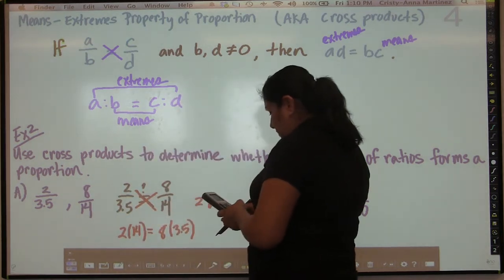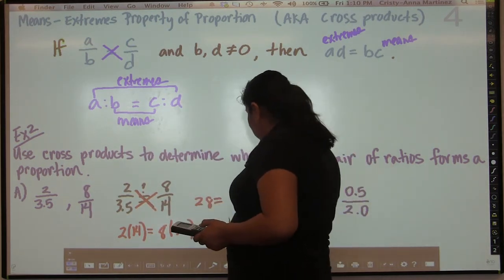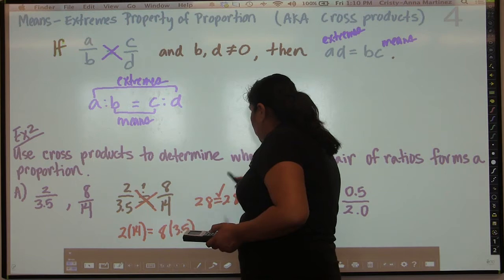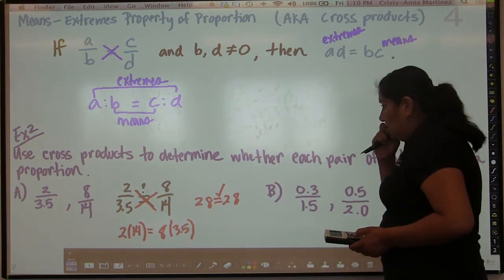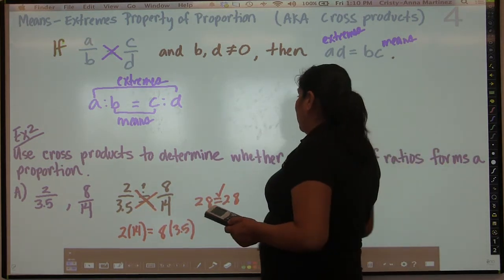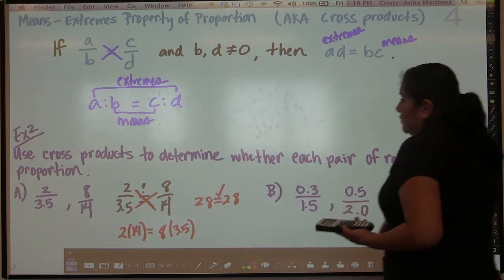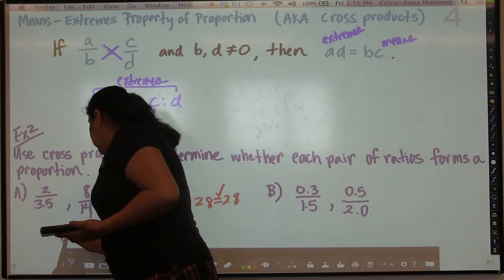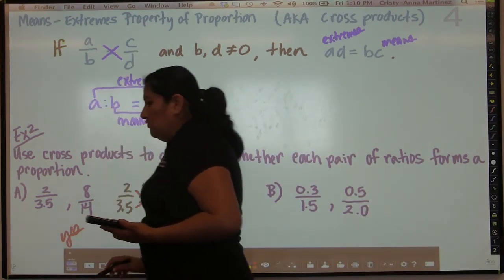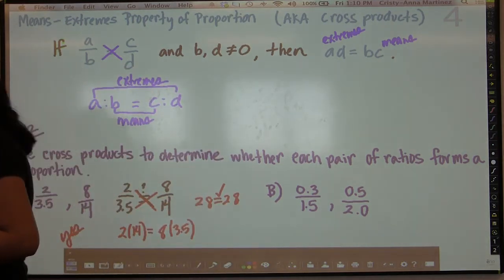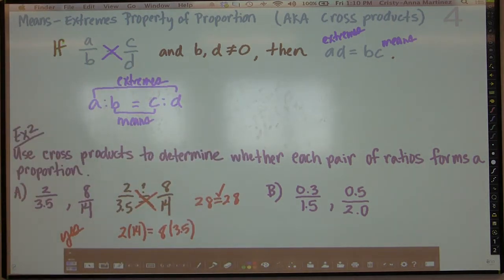And 8 times 3.5 is also 28. And so because those are equivalent, then these two ratios do in fact form a proportion. So the answer for part A is yes. They do form a proportion. All right, so now we want to try part B.